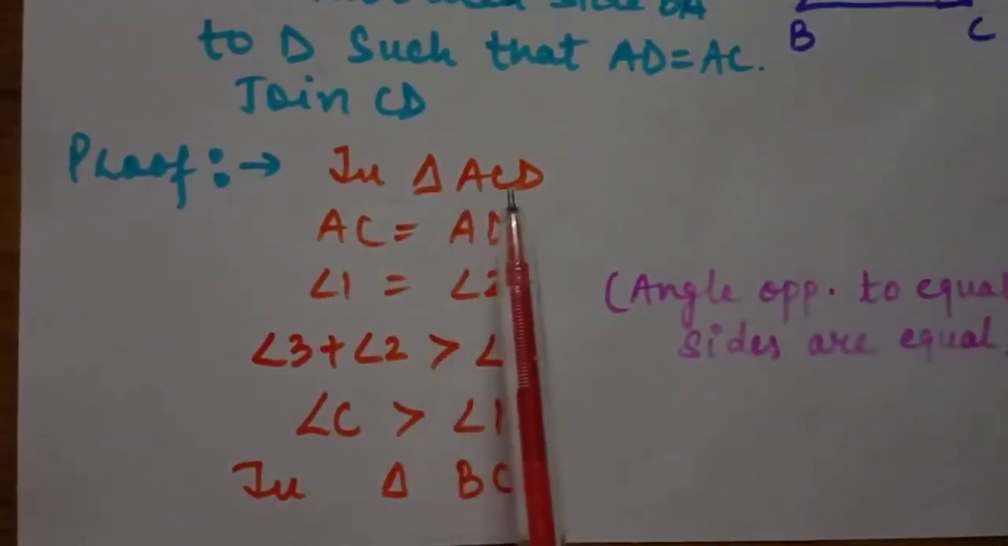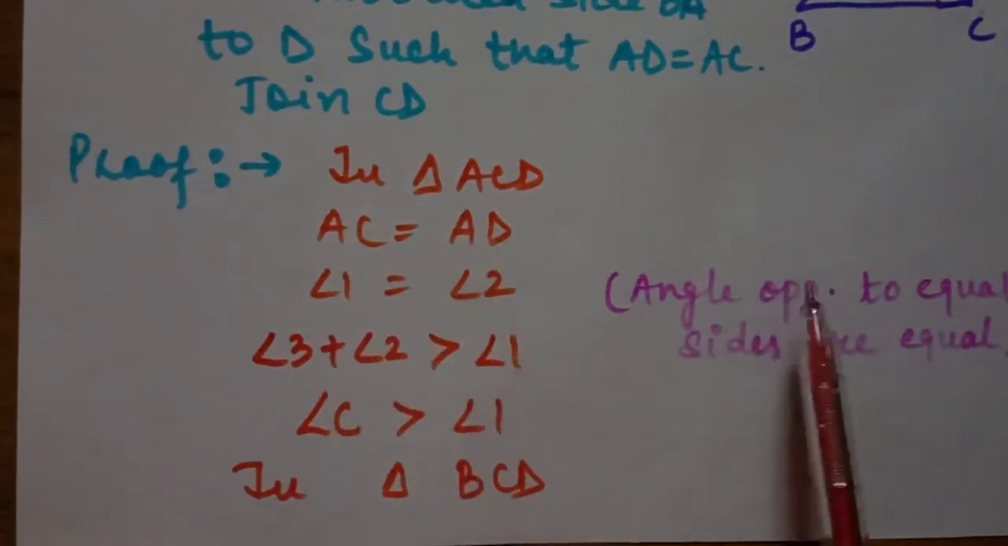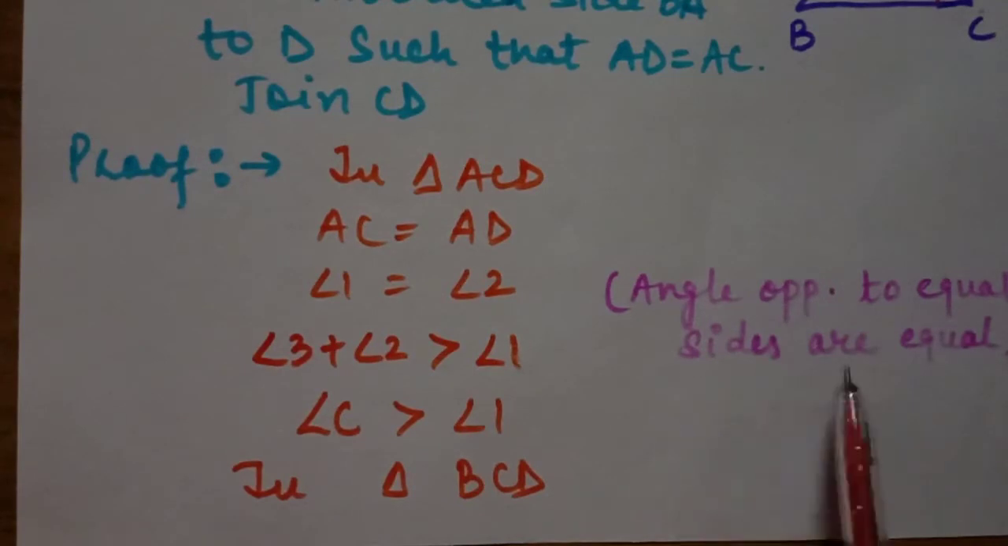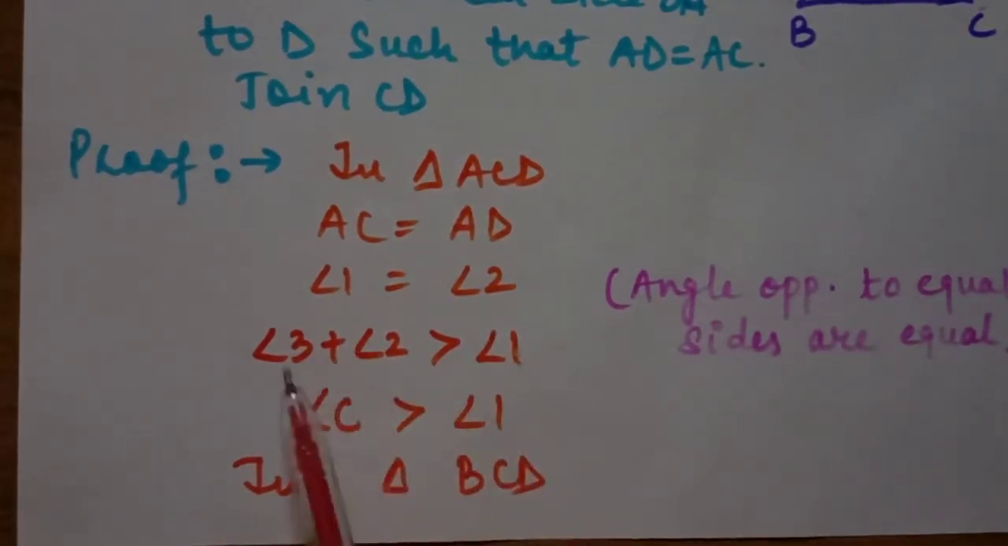So in triangle ACD, AC and AD are equal, so angle 1 and angle 2 are equal to each other, because angles opposite to equal sides are equal. If we add angle 3 here, then angle 3 plus angle 2 is greater than angle 1. This is angle C is greater than angle 1.